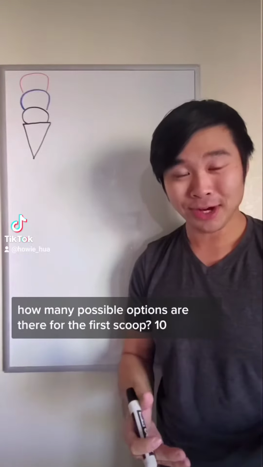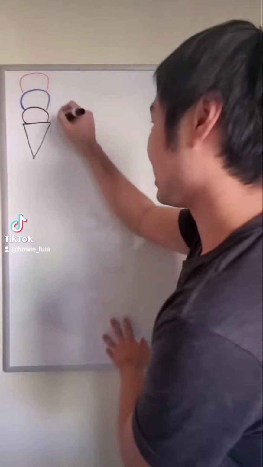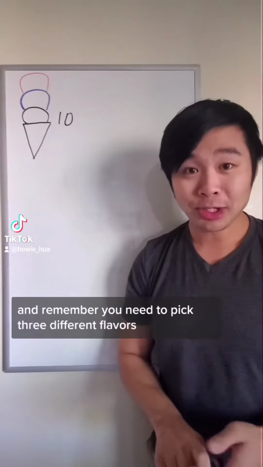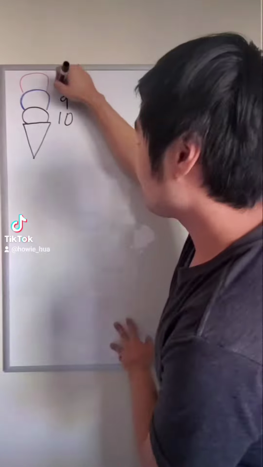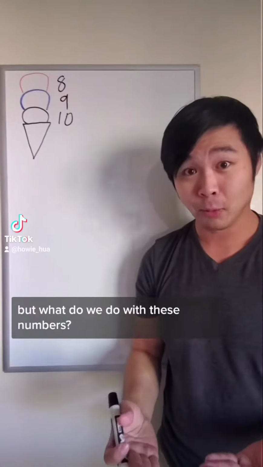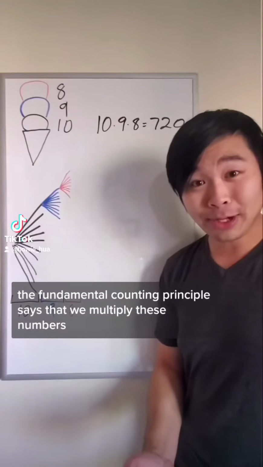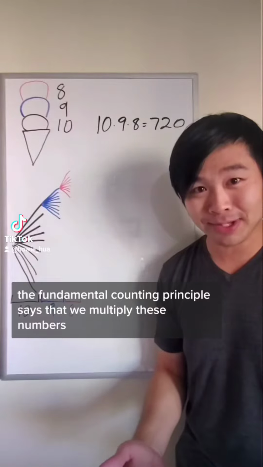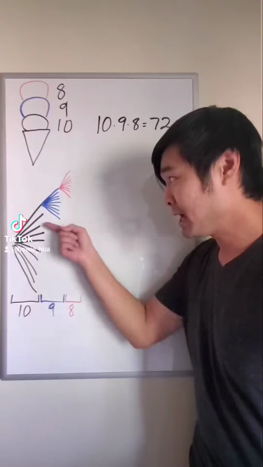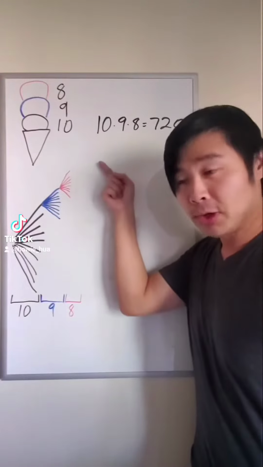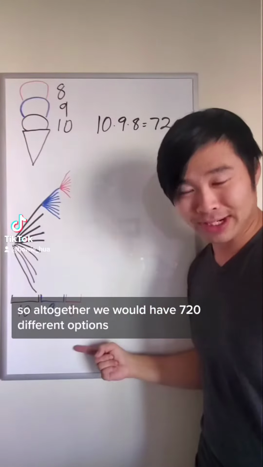How many possible options are there for the first scoop? 10, because there are 10 flavors. And remember, you need to pick 3 different flavors, so that means there are 9 options for the second scoop, and then 8 options for the third scoop. But what do we do with these numbers? The fundamental counting principle says that we multiply these numbers, and we can see this using a tree diagram. We see that there are 10 options for the first one, 9 options, and then 8 options, so altogether we would have 720 different options.